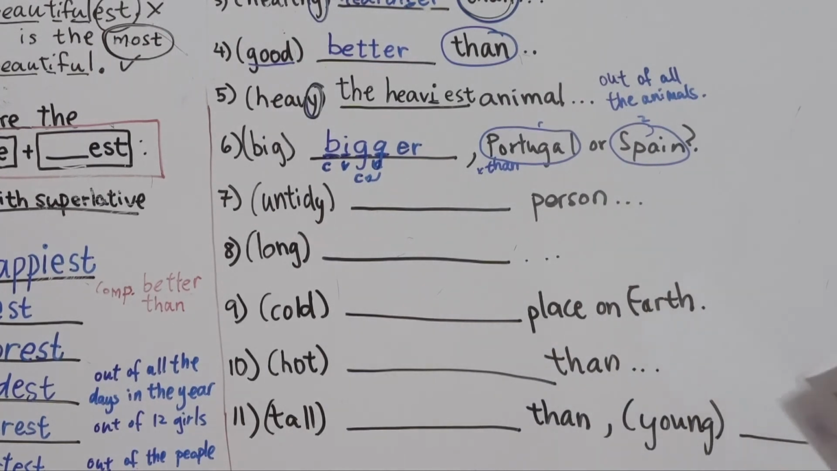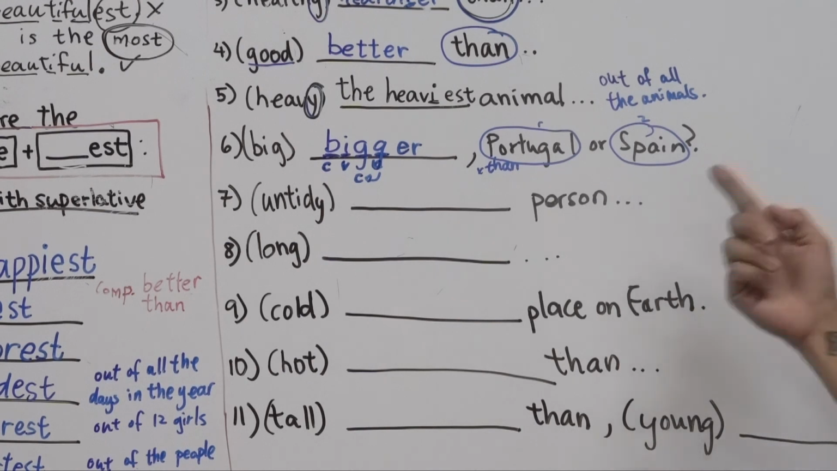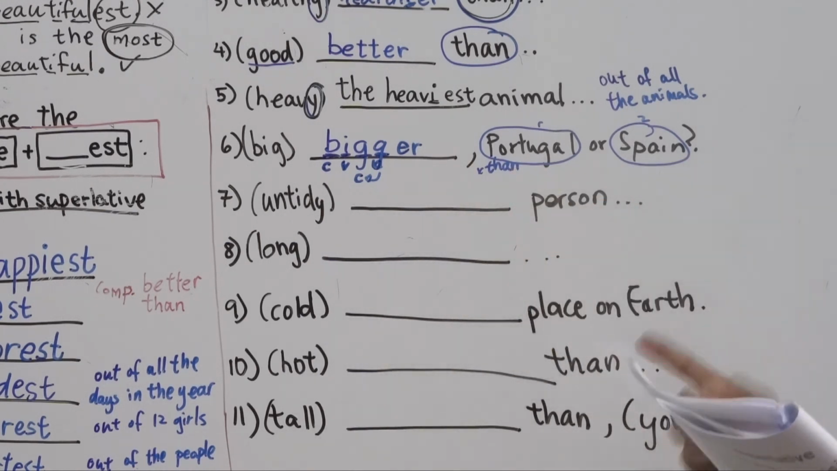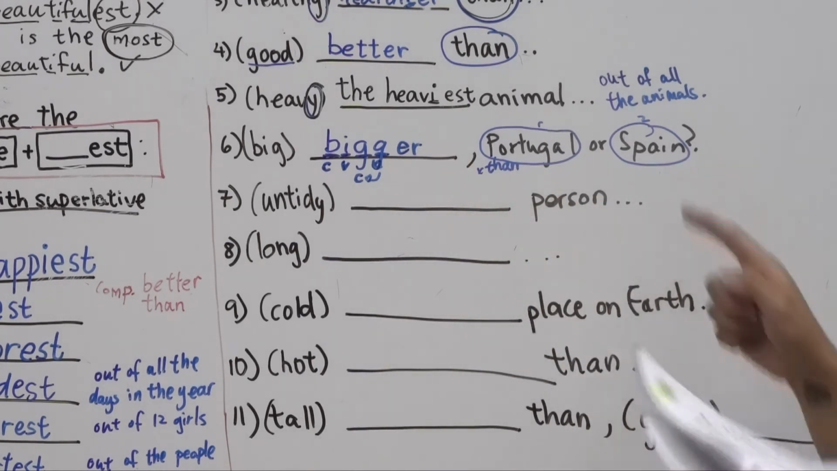Question number 7, okay, untidy. He is untidy person in class. How many sounds is untidy? Untidy. Right? We have 3 sounds. Untidy. Person in class. So we're talking about one person out of all the people, okay? One person out of all the people.